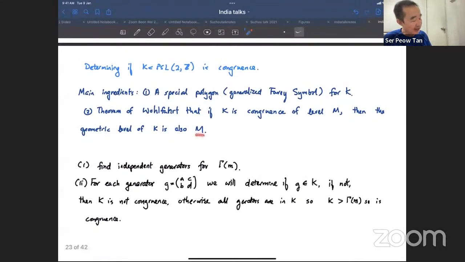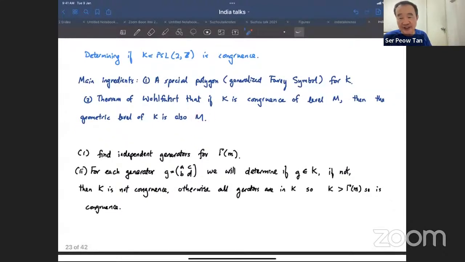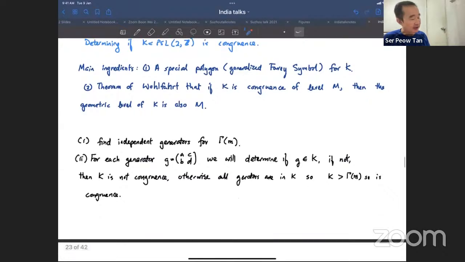So if we calculate M, then since we've calculated M, there's an algorithm to find the independent generators for gamma M, which was given by Professor Kulkarni in his paper. So I find the independent generators for gamma M. For each of these generators, I determine whether this generator is inside K or not. If not, then of course K is not congruent. If it is, then I go to the next generator. If all the generators are inside K, then K must contain gamma M, and so K is a congruent subgroup.